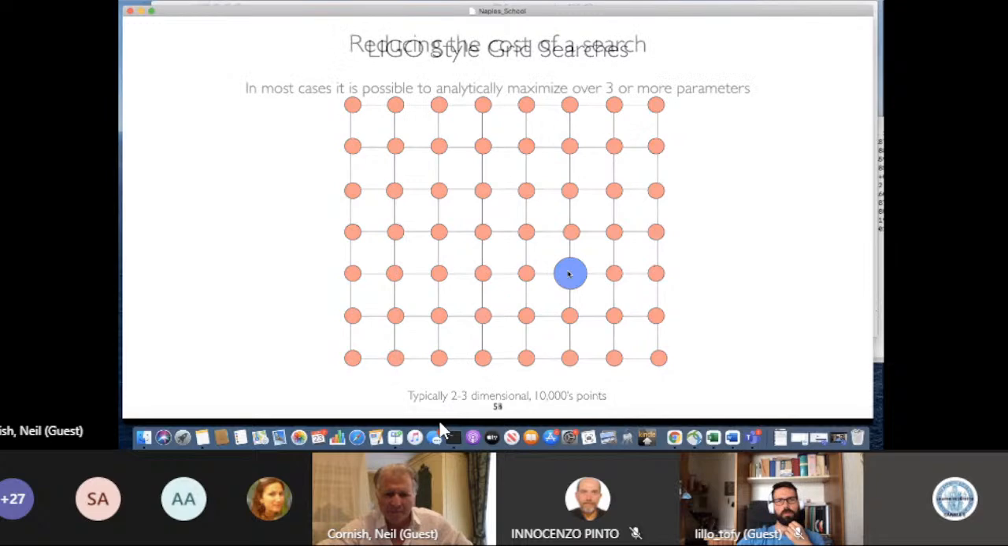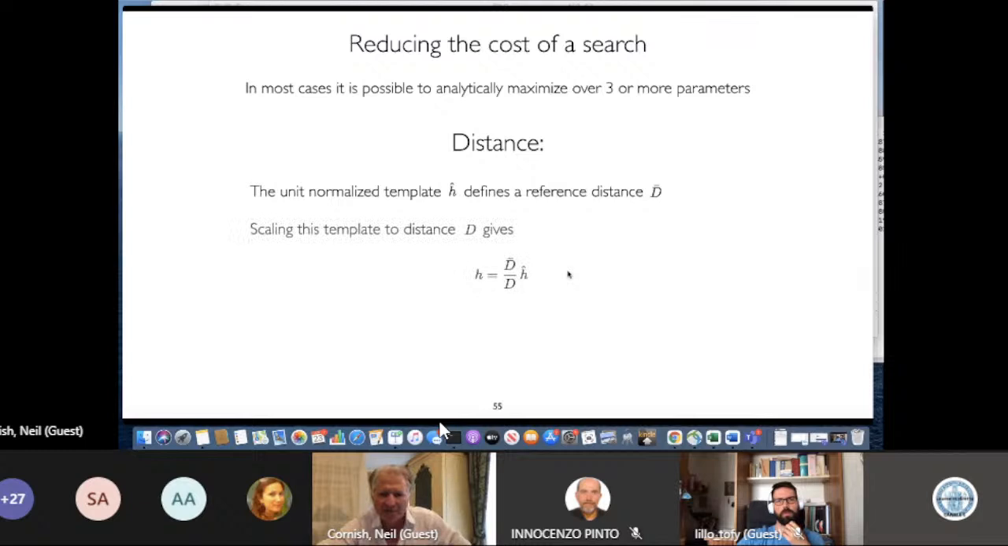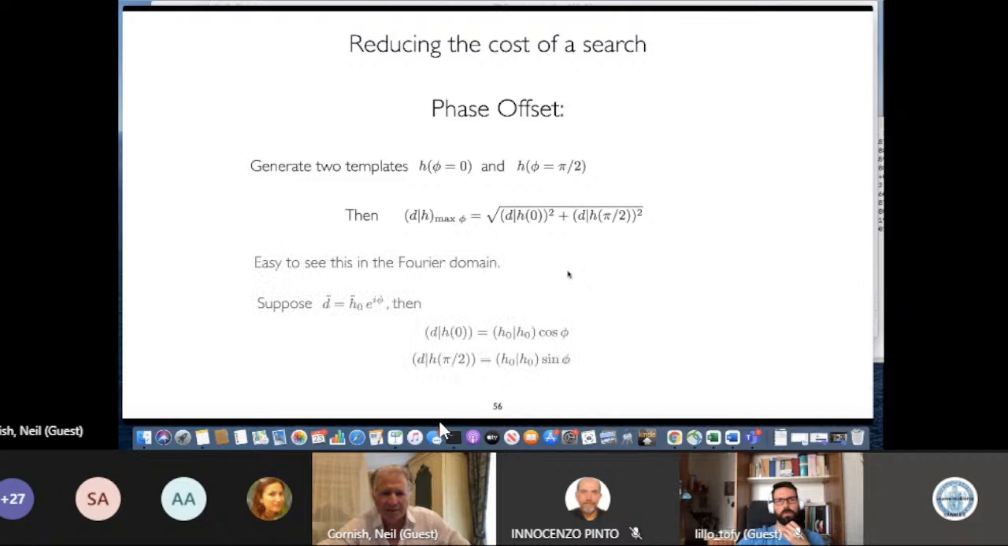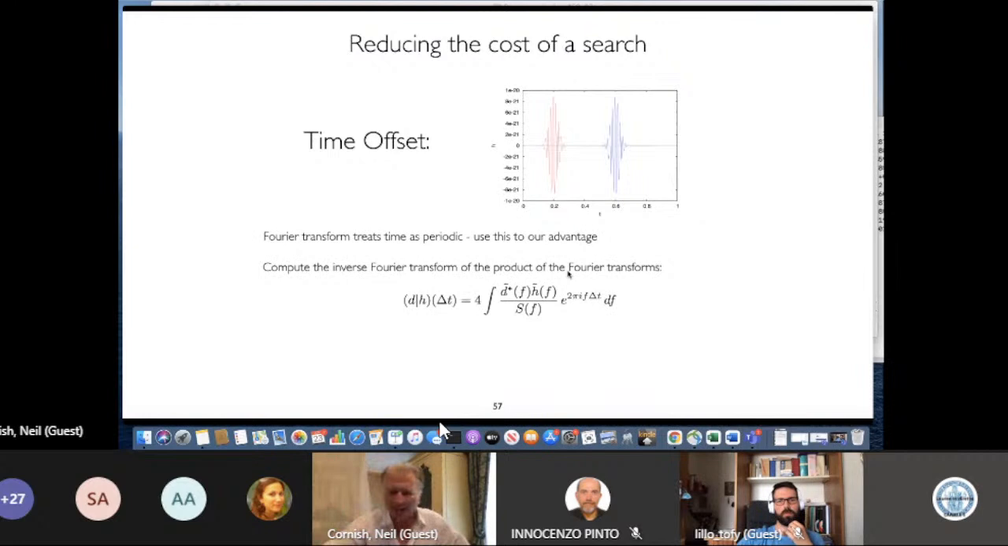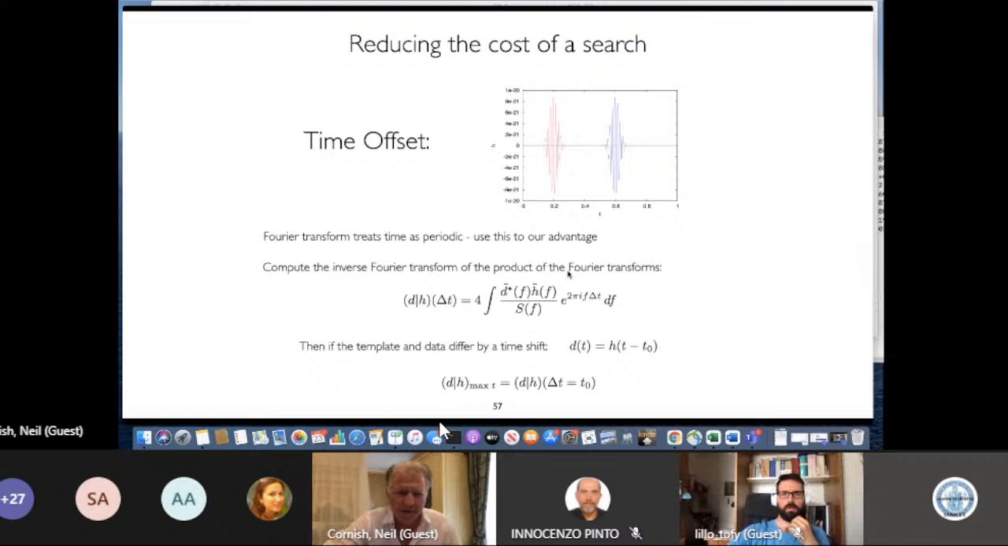It turns out you can maximize over things like the distance. You can maximize over the phase offsets using the signal in quadrature, phase zero and phase pi on two. So you can just analytically maximize over that phase. And for the time offset, since everything is normally being done in the Fourier domain, you can use the periodicity of the signals in the Fourier domain to automatically search over all possible time delays between the signal and the data. So we're able to take out a bunch of the parameters just analytically. And then we just have to search over masses and spins, for example, for the rest of the parameters.